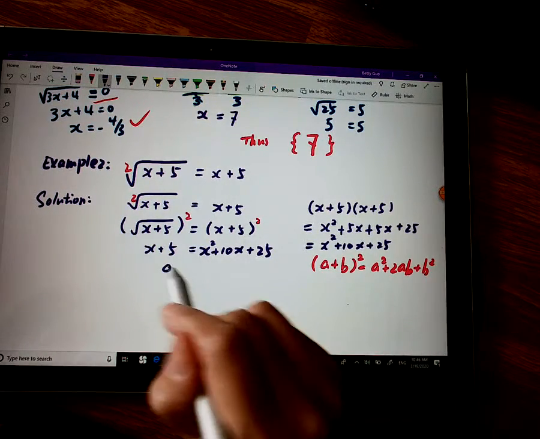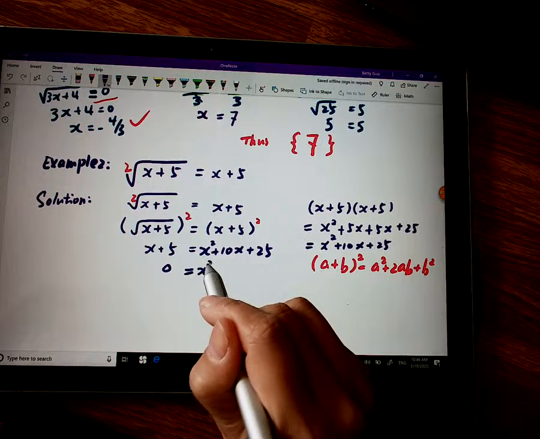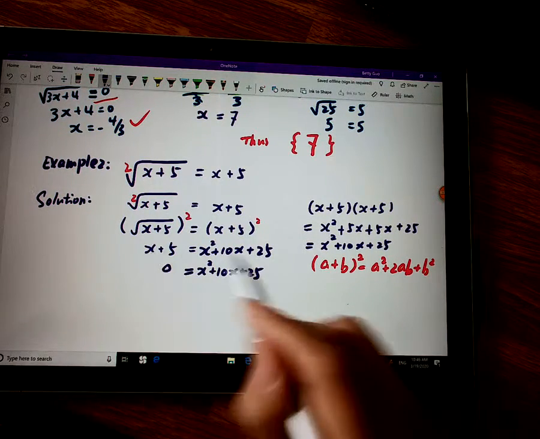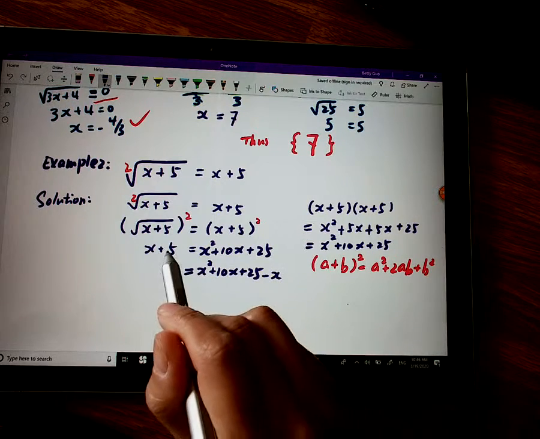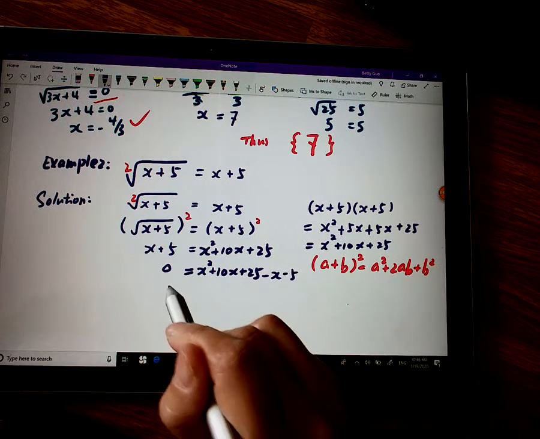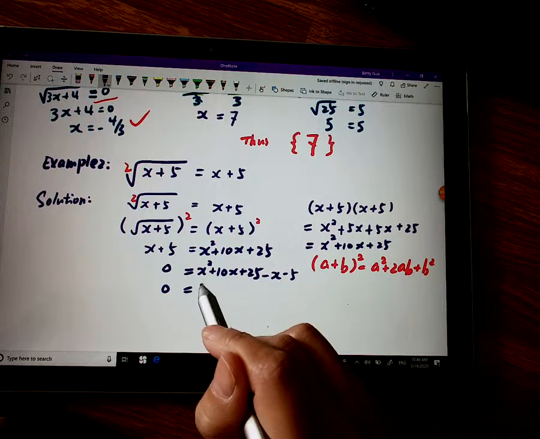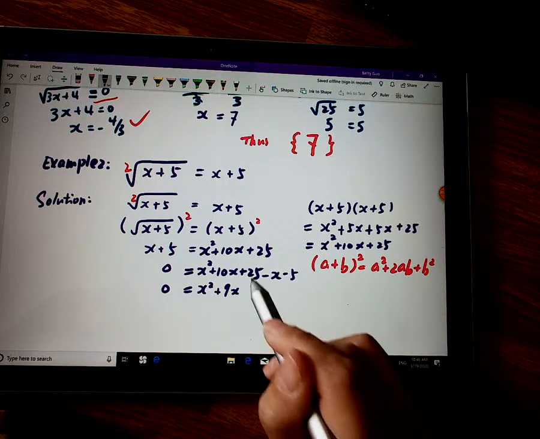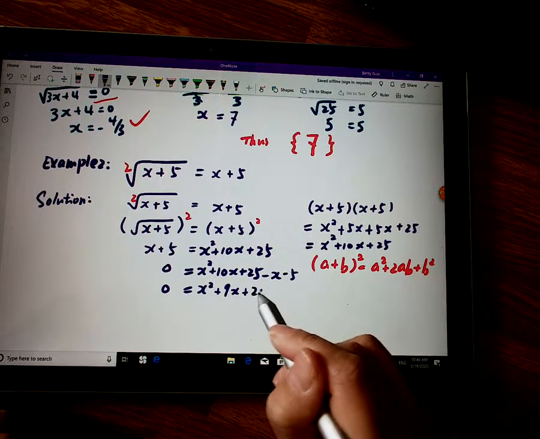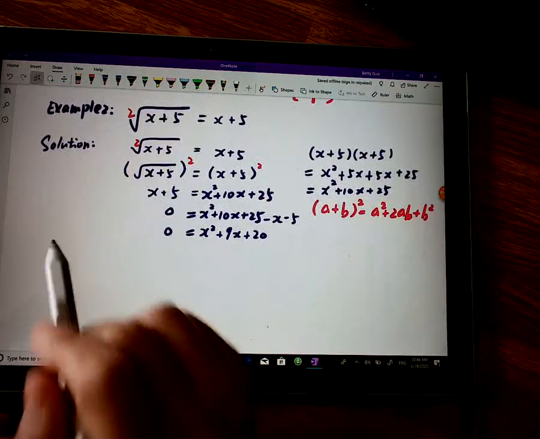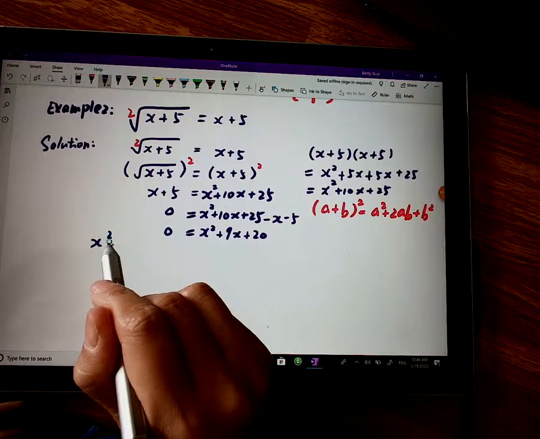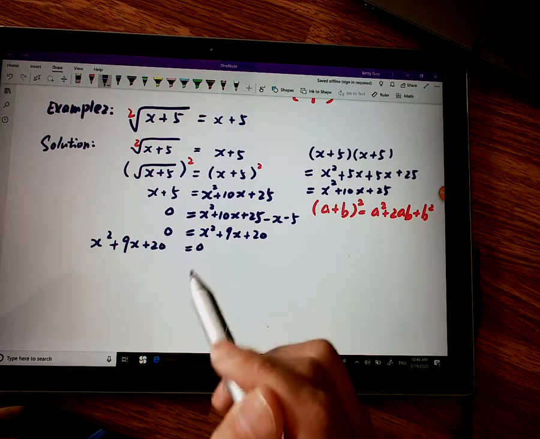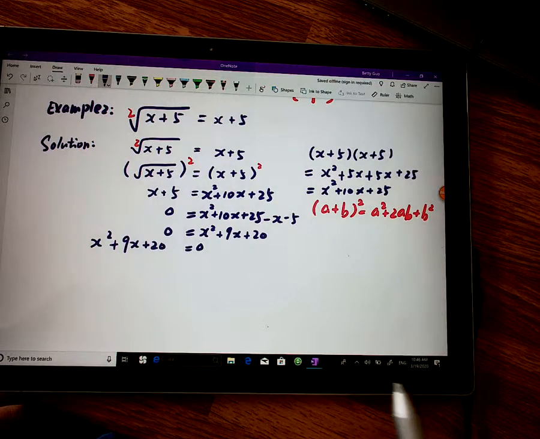Now I'm going to move everything to the right. I copy whatever is on the right. I move this x over, I have a negative x. I move this 5 over, I have a negative 5. And then I combine like terms. X squared, copy it. 10x minus x, 9x. 25 minus 5, 20. And now I switch the two sides. X squared plus 9x plus 20 equals 0. Okay?